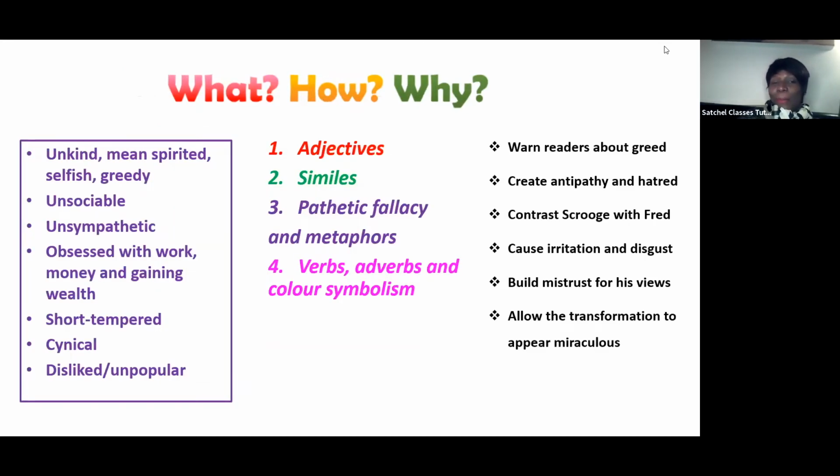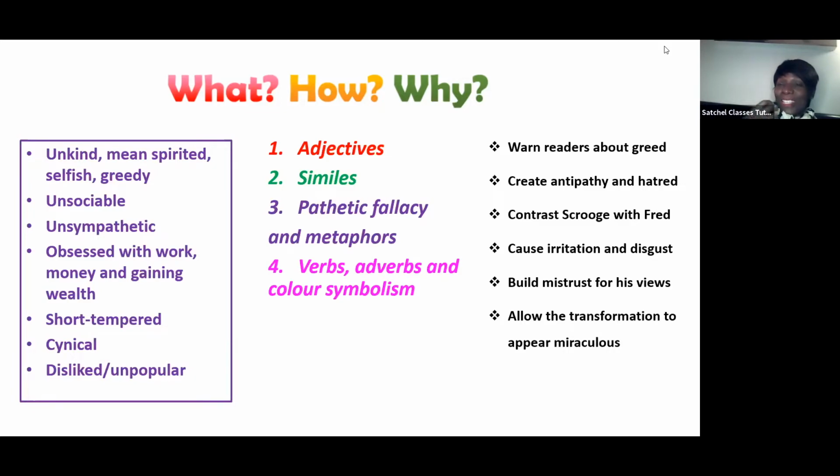So let's think about the passage that we've just looked at. How could we use what, how, why? Well, what is being shown? Well, we're being shown that this is an unkind, mean-spirited, selfish, greedy, unsociable, unsympathetic man who's obsessed with work, obsessed with money and gaining wealth. He's short-tempered, cynical, and he's unpopular and disliked.